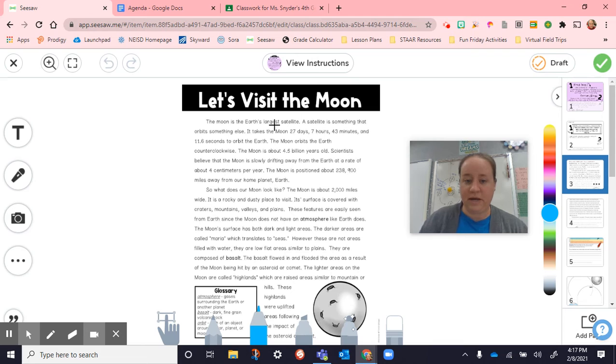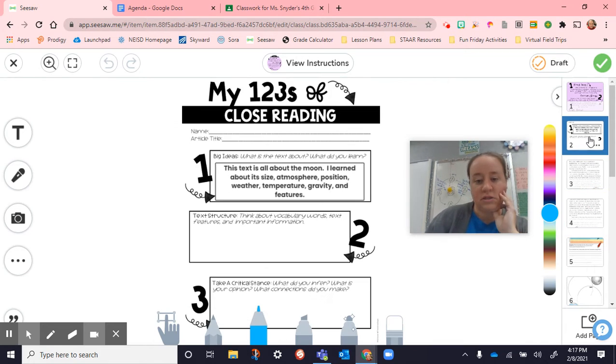And so today we read Let's Visit the Moon. So it's page 3 and page 4. We said this text is all about the moon. Just some of the things that we learned off the bat, just those general topics. We know that it talked about its size, the atmosphere, its position, weather, temperature, gravity, and some of the features, like what it looks like. Just an overview of the things it mentioned.